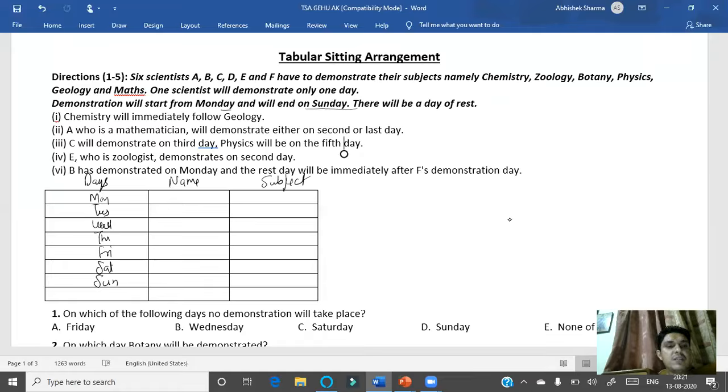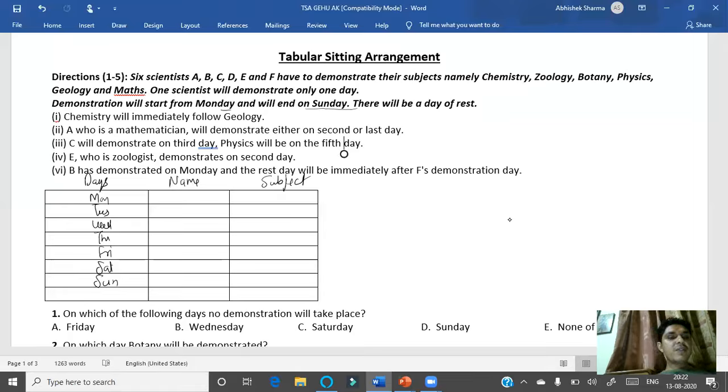Like first statement, if we go through, this is chemistry will immediately follow geology, right? So we don't have any information about where chemistry and geology will be, so we are leaving this. Statement number second is A, who is a mathematician, will demonstrate either on second or last day. So it's not shown whether A, the mathematician, will be on the second day or the last day.